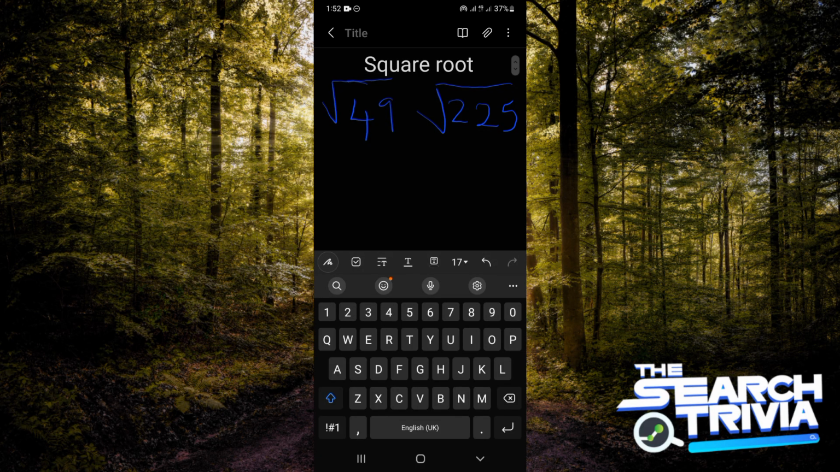How to find the square root of any number. Hi guys, let's get started immediately. I'll be showing you two methods you can find the square root of any number from.